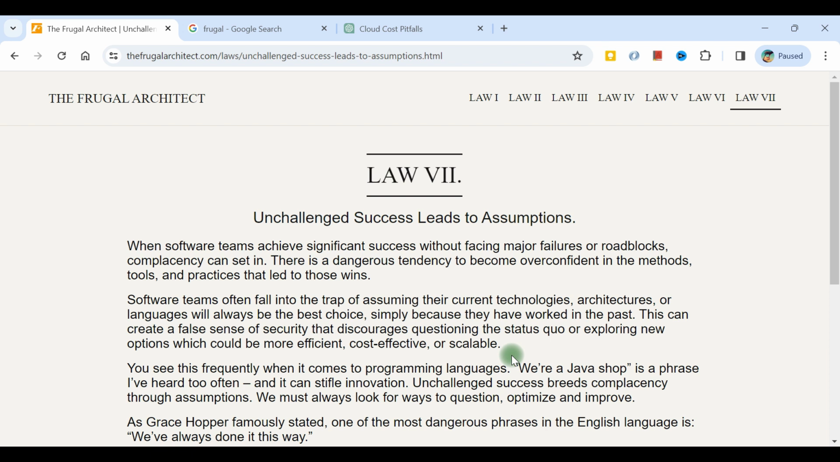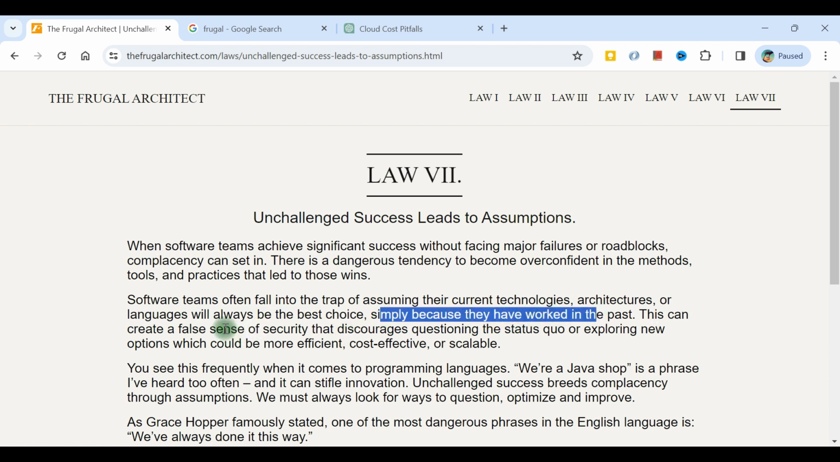So the final law says unchallenged success leads to assumptions. When software teams achieve significant success without facing major failures or roadblocks, complacency can set in. There is a dangerous tendency to become overconfident in the methods, tools, and practices that led to those wins. Software teams often fall into the trap of assuming their current technologies, architectures, or languages will always be the best choice simply because they have worked in the past.